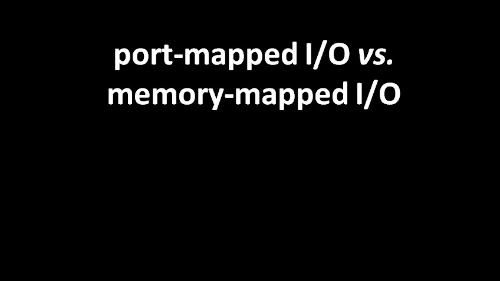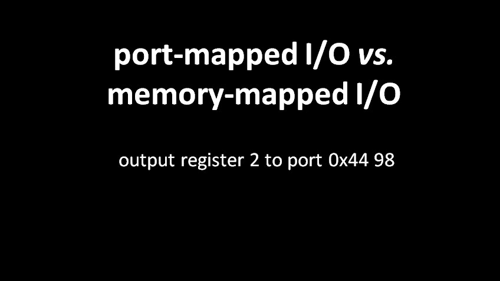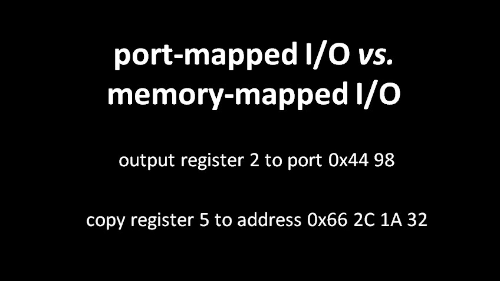So say, a CPU might expect an instruction that says something like, output the content of register 2 to port 4498, and this would copy the content of register 2 to whichever register on whichever device is mapped to port 4498. In a memory-mapped system, the idea is that some memory addresses, the sort of addresses that usually point to bytes in the system memory, are actually mapped to the registers of I/O devices rather than to memory. So say the instruction that copies register 5 to address 662C1A32, well, if that address is mapped to a register on an I/O device rather than to a byte of memory, then this instruction is not copying out to memory, it's actually doing output to that device.